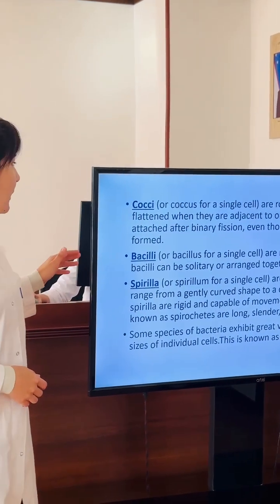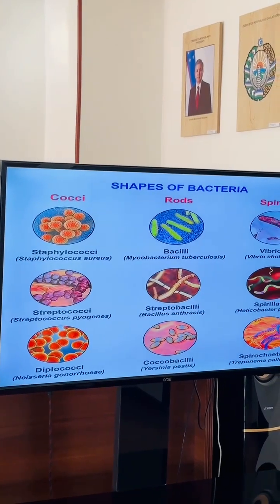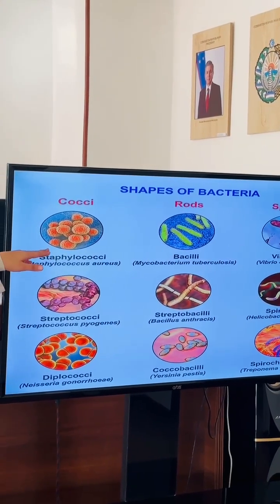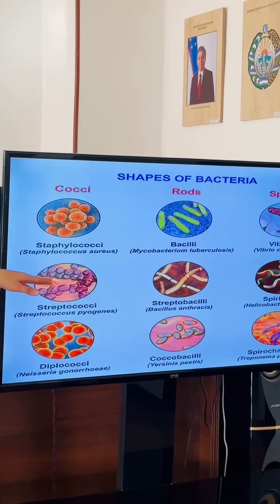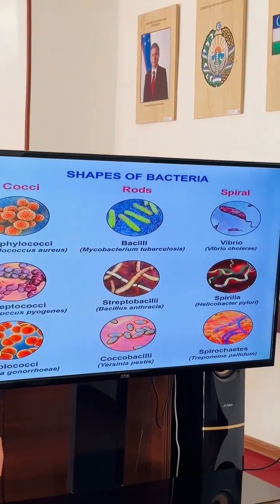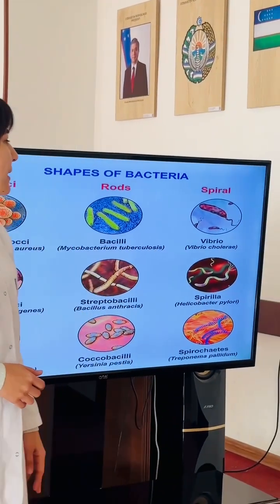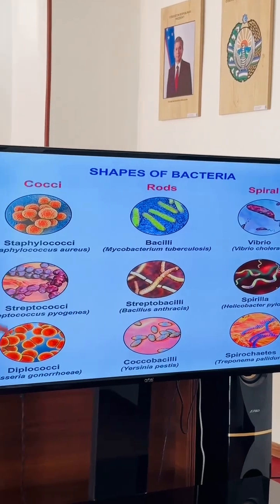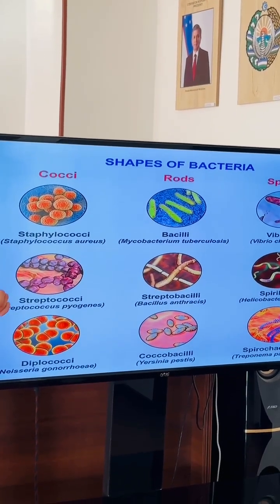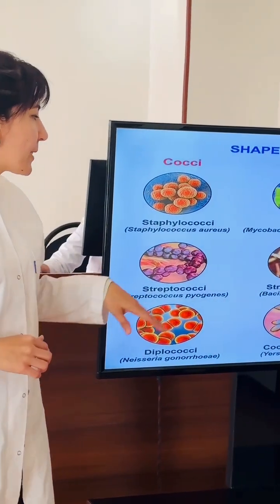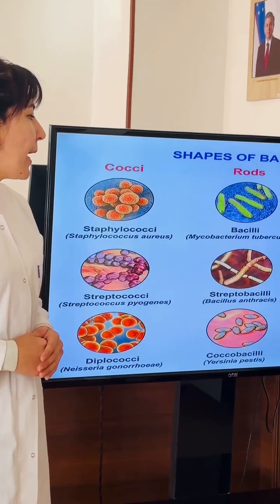For example, this is a staphylococcus. If you look at staphylococcus, you can remember grapes. Here are Staphylococcus aureus shapes. Mycobacterium tuberculosis is a bacillus shape, and Vibrio cholerae is a spiral shape. Streptococcus reminds us of a woman's necklace, they are located like that. And Streptobacillus, Bacillus anthracis, and spirillum, Helicobacter pylori.